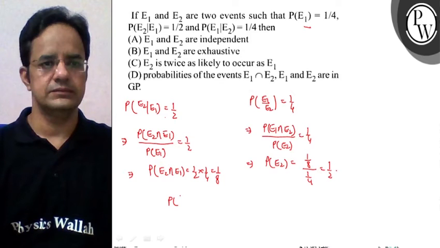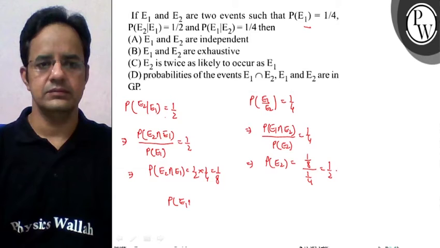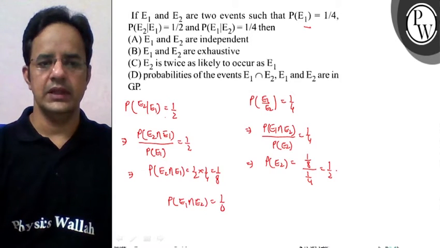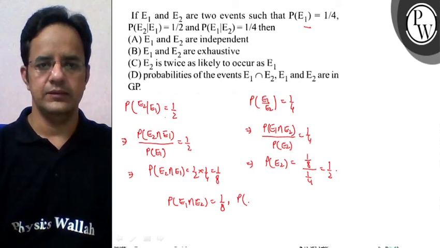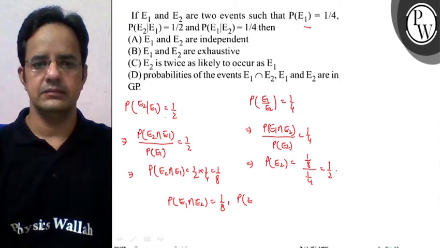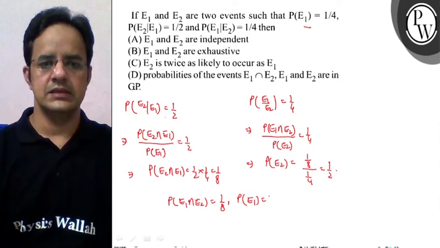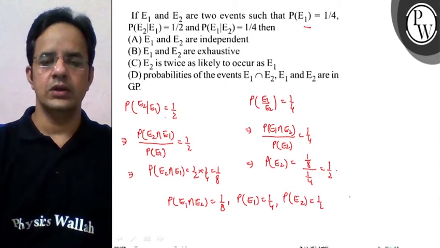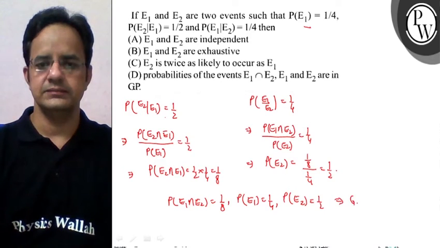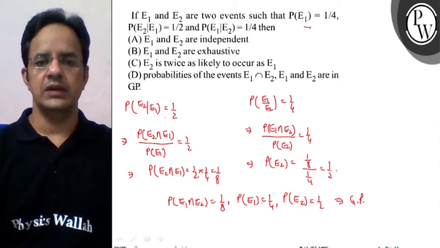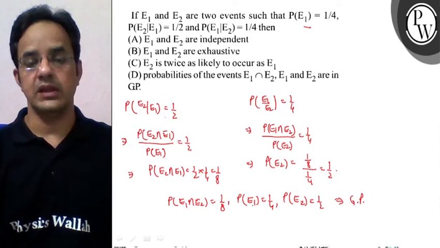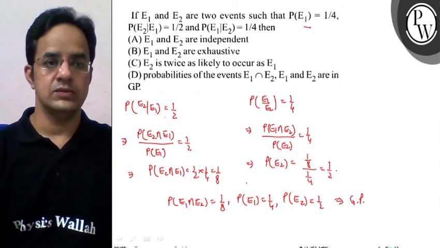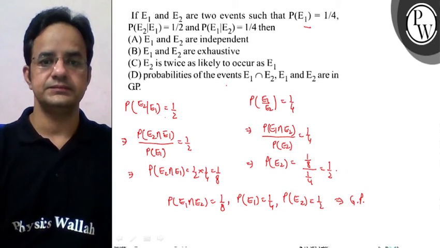The probability of E1 intersection E2 is equal to 1 upon 8. The probability of E1 is given as 1 upon 4 and the probability of E2 is 1 upon 2, and these three form a GP. 1 upon 8, 1 upon 4 and 1 upon 2 are all in geometric progression. So we can say that option D is the correct option.